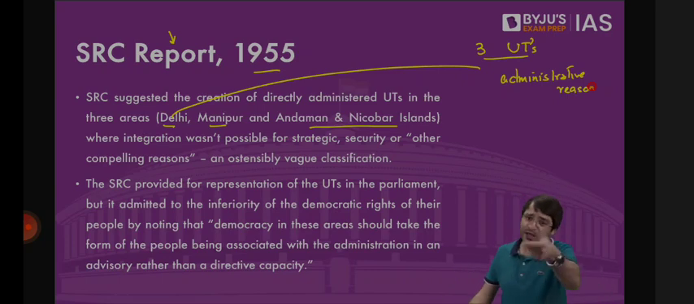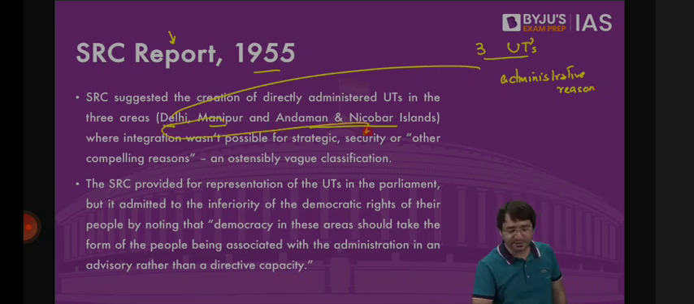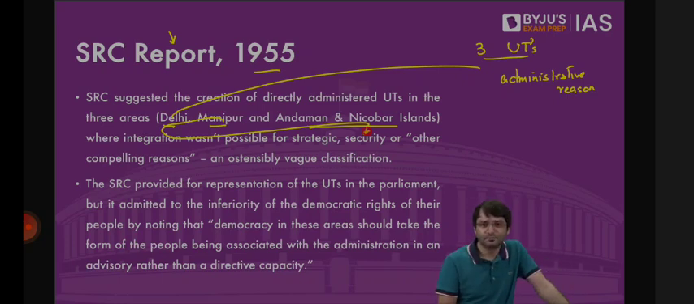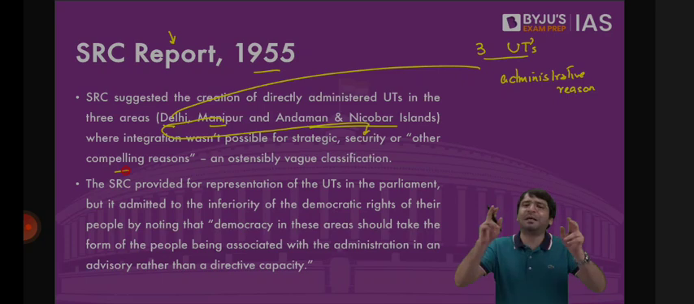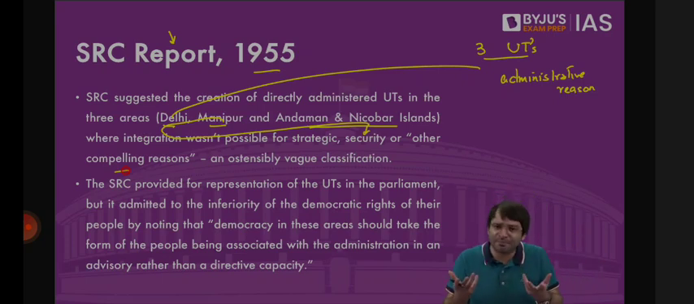Why Manipur? Manipur for security reasons. Because in Manipur there was an armed insurgency, militancy. There were some people who wanted to come out of the Union of India. So for security reasons, we should not make Manipur a state. It should be a union territory, directly under the control of the center, so that the center can control law and order in Manipur. And Andaman and Nicobar Islands? Why? For other compelling reasons. What are these other compelling reasons? We don't know. The phrase has not been defined properly.